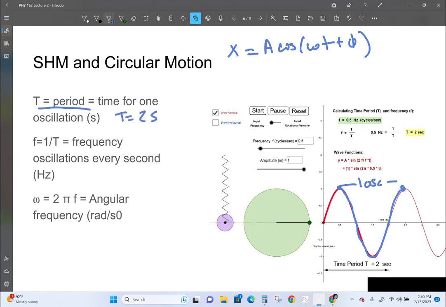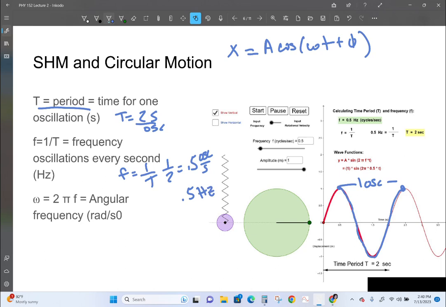The frequency is how many oscillations per second. So this is 2 seconds per oscillation. The frequency is 1 over that, right? It would be 1 over 2 or 0.5 oscillations per second. We have a name for that. It's called hertz. So it has a frequency of 0.5 hertz.